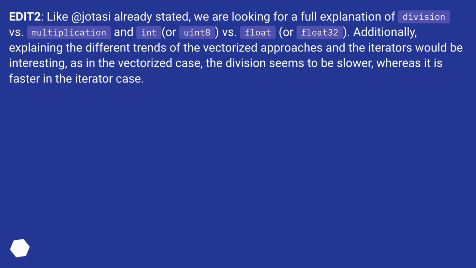Edit 2: like Jodeci already stated, we are looking for a full explanation of division versus multiplication and of uint8 versus float, or float32. Additionally, explaining the different trends of the vectorized approaches and the iterators would be interesting, as in the vectorized case the division seems to be slower, whereas it is faster in the iterator case.